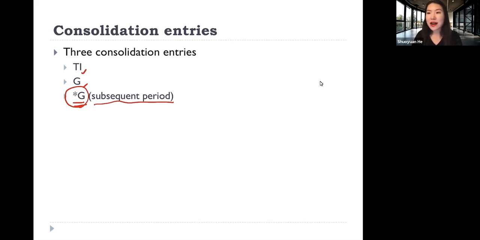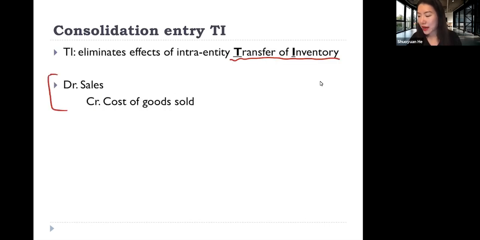Specifically, in today's class, we're going to cover consolidation entry TI and G. And in the next class, we're going to talk about consolidation entry star G. So consolidation entry TI, TI stands for transfer of inventory. The purpose is to eliminate the effect of intra-entity transfer of inventory. And the journal entry is to debit sales, credit cost of goods sold. I'm going to explain this journal entry using examples later.